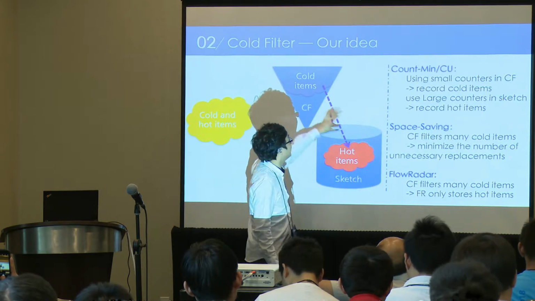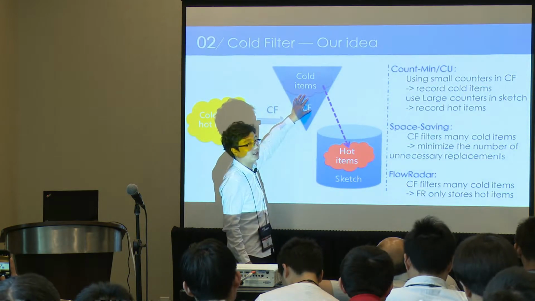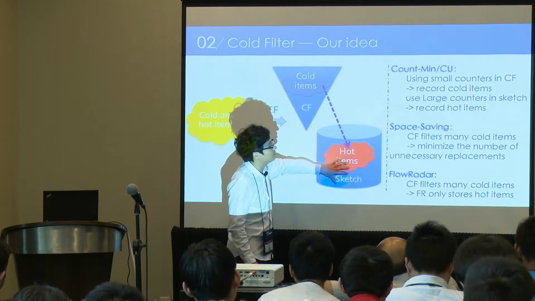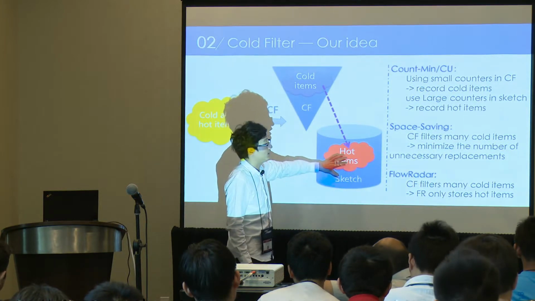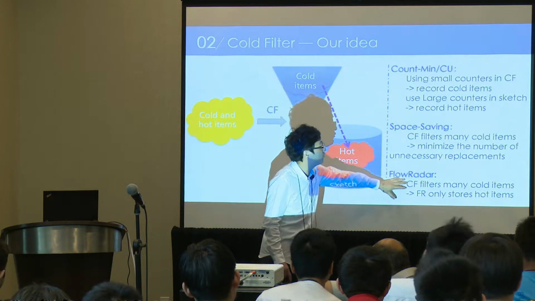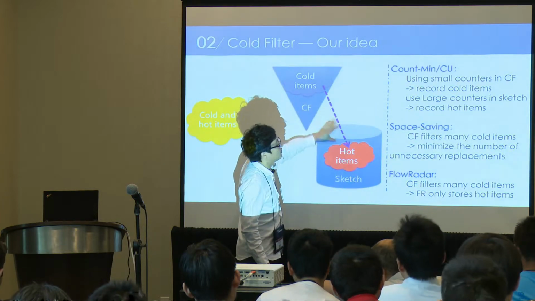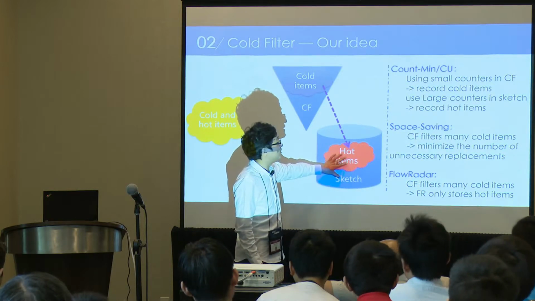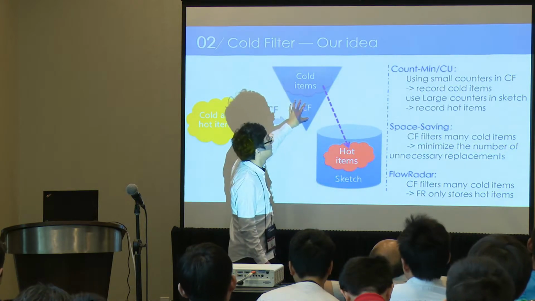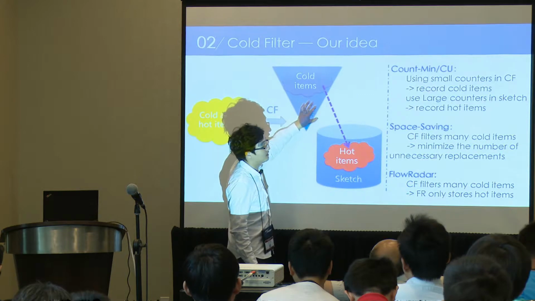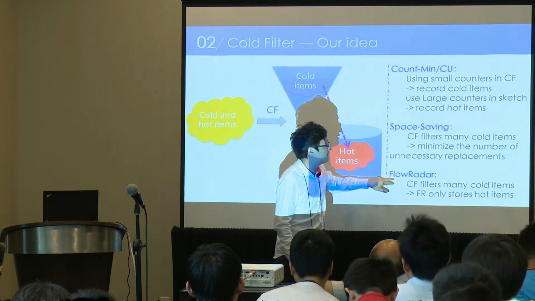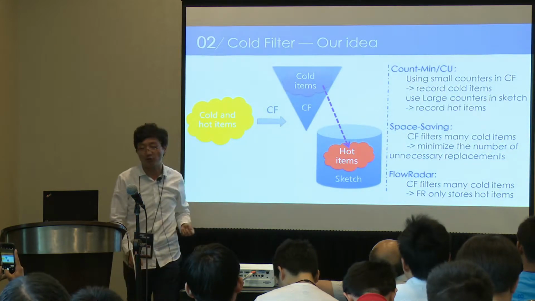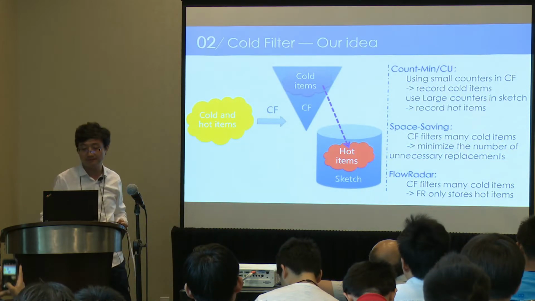For Space-Saving, because the cold atoms are filtered by the first stage, they will not enter Space-Saving, so it will be more accurate. And for FlowRadar, we don't record the information of cold atoms because they are filtered by the first stage. So in this way, we can improve the memory efficiency of FlowRadar a lot.